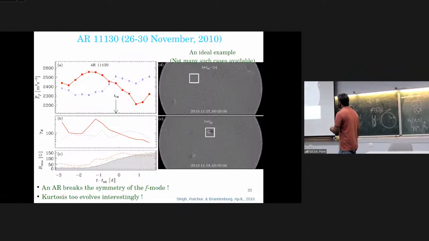So it is the same patch, but here 2 days later there is an active region, 2 days before there is nothing, but already at this time when there is nothing seen, you have seen some sort of a perturbation in the F mode. So that is what I meant by predicting in advance the emergence curve. 2 days is a very long time and it has huge implications, but that we will not discuss.